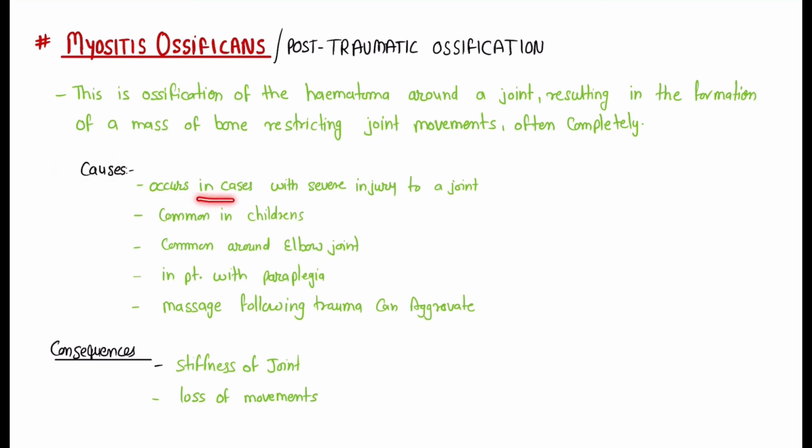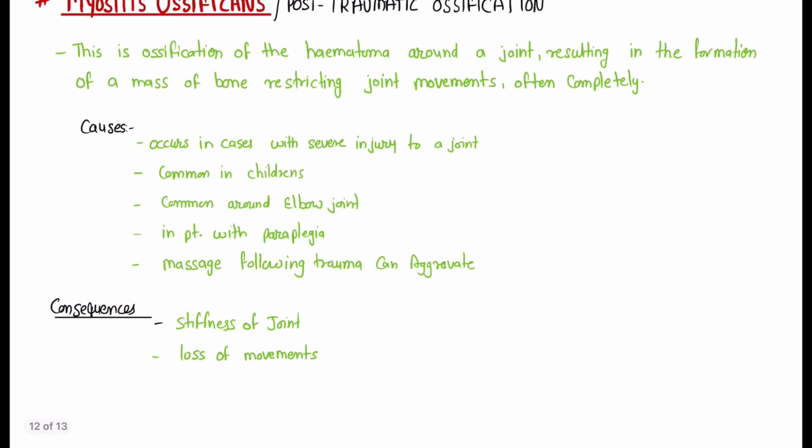This occurs in cases with severe injury to the joint. It is common in children, common around the elbow joint, and in patients with paraplegia. And massage following trauma can aggravate myositis ossificans. What we usually do is, whenever we get some trauma, we massage that part. That is very wrong, and it can easily aggravate myositis ossificans. And what will be the consequences? Stiffness of the joint and loss of movements, obviously.